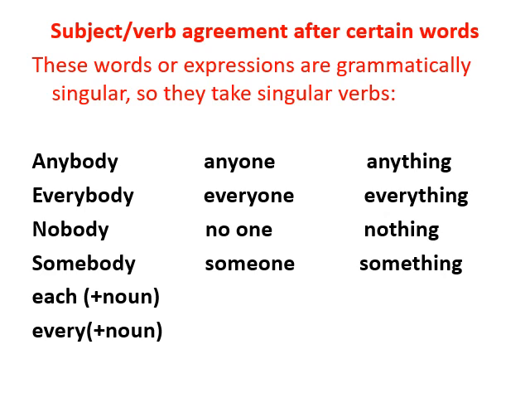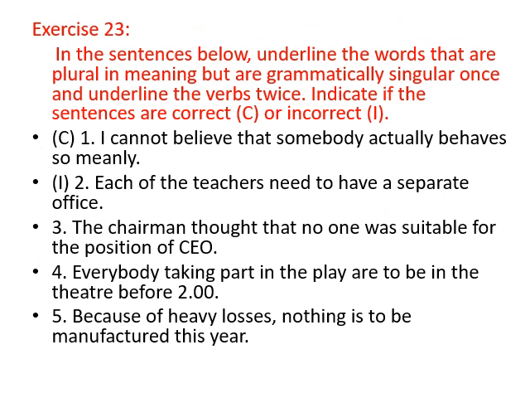طيب all these words are grammatically singular, so they take a singular verb. Anybody, anyone, anything. Everybody, everyone, everything. Nobody, no one. خدوا بالكم إنه no one بتتكتب كلمتين. Nothing, somebody, someone, something. Each student ولا each book and every boy, every girl. يعني each لما تيجي قبل أي noun و every نفس الحكاية. طيب نعمل exercise 23.